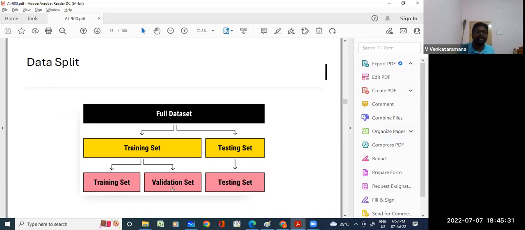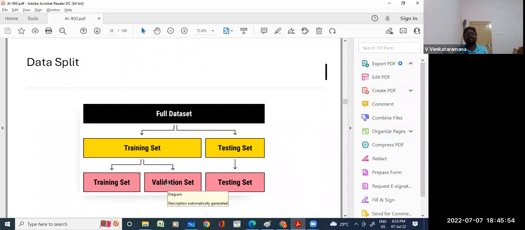And sometimes the training set is further divided into 2 portions. One is for the training set and the other is for the validation set. Not in all cases, but sometimes you may split the training data further, for the training purpose and also for the validation purpose. So what is this validation?